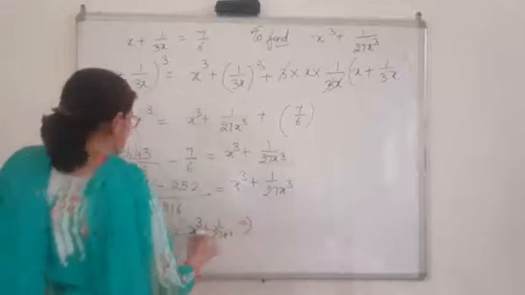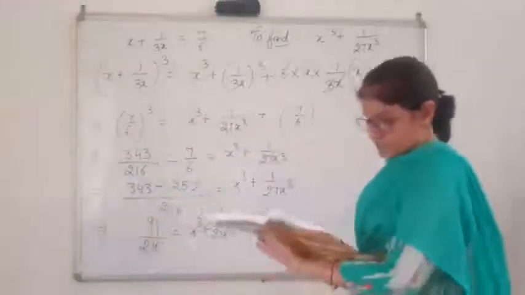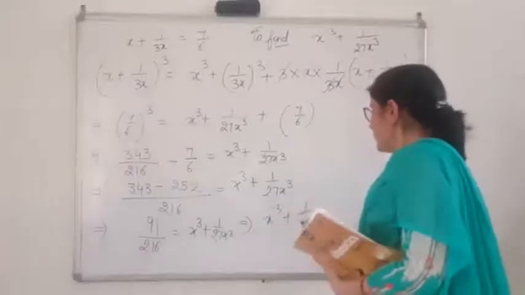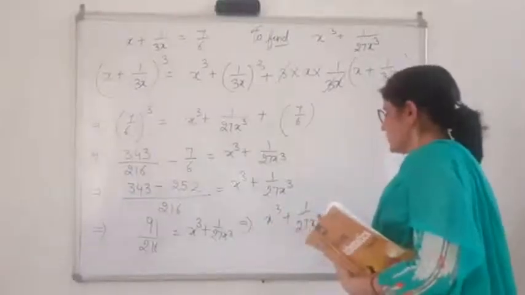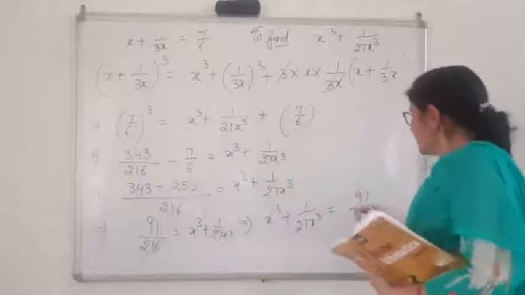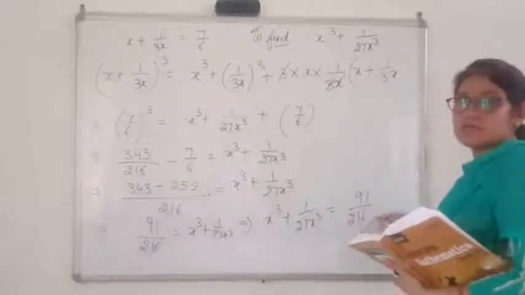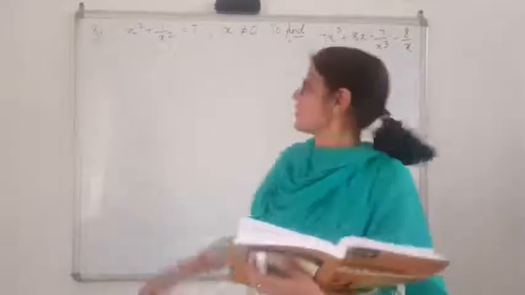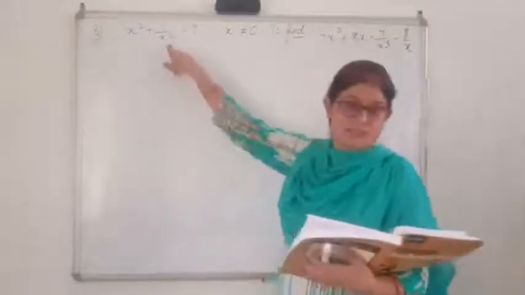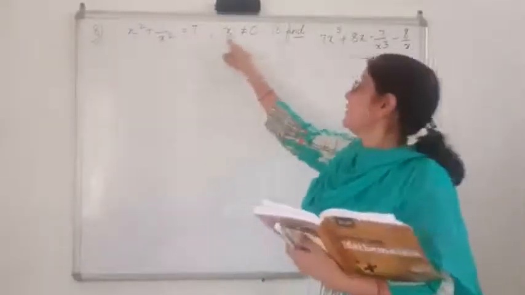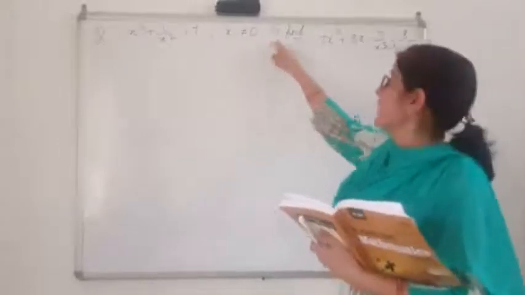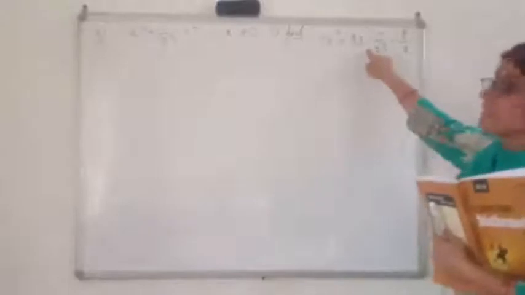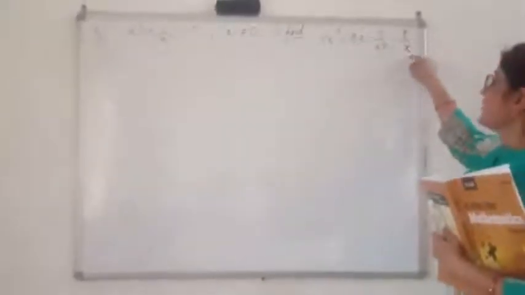So the value of x cube plus 1 upon 27x cube equals 91 upon 216. Now 8th question. In this question, the value of x square plus 1 upon x square is given as 7. x is not equal to 0 and you have to find the value of 7x cube plus 8x minus 7 upon x cube minus 8 upon x.